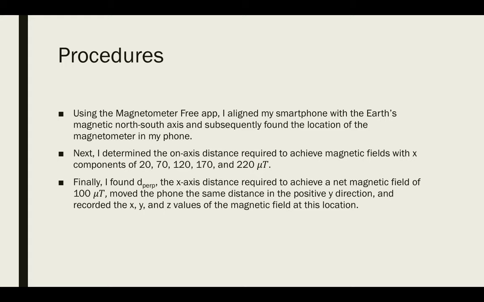And then lastly, I found dperp, which was the x-axis distance required to achieve a net magnetic field of 100 microteslas. And then after shifting my phone this direction in the x-axis, I moved it up in the positive y-axis. And I then recorded the x, y, and z values of the magnetic field at this location. And this was the off-axis value.